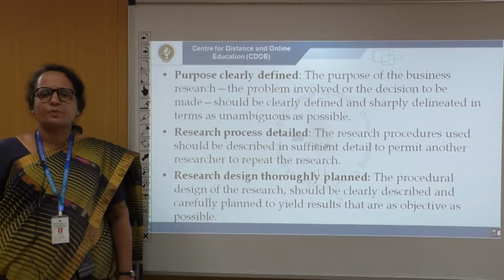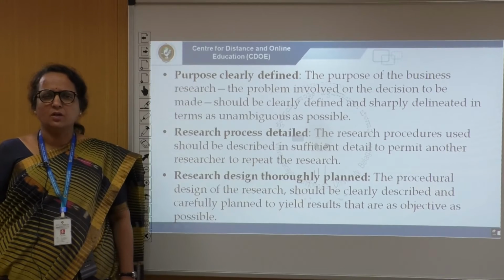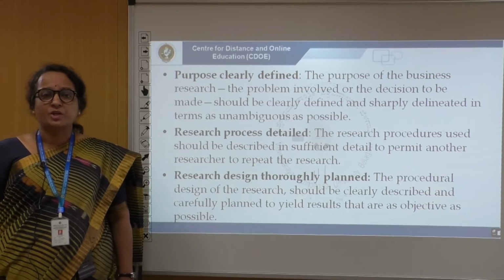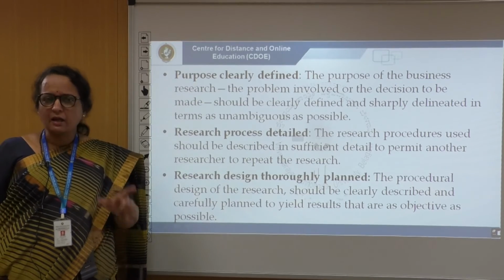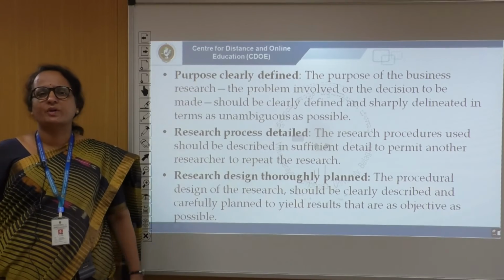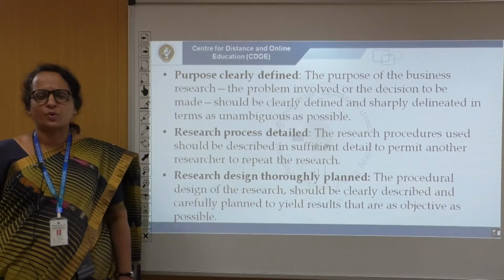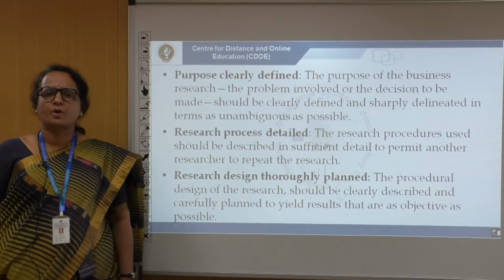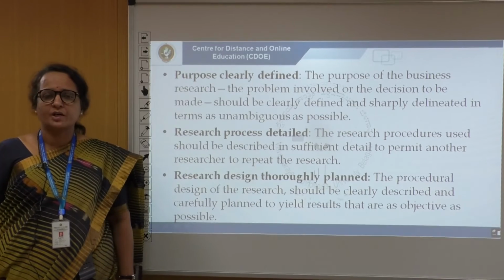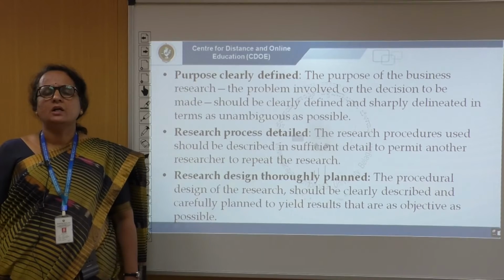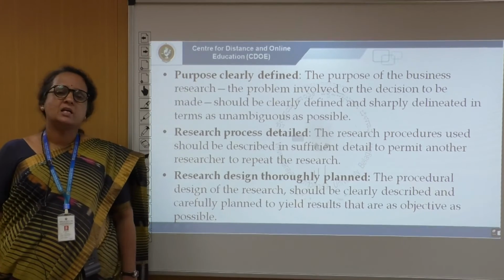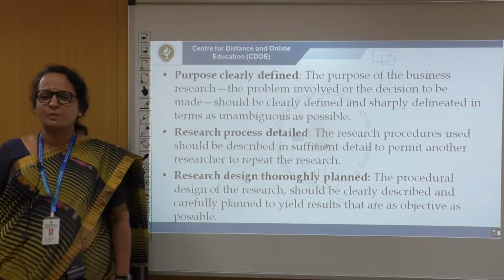Second is that the research process must be detailed. Whatever technique, whatever process, whatever steps are used in the research study must be described in sufficient detail. The entire research process. We have discussed in the previous sessions the flow chart of the research process, 7 different steps of the research study. All the steps, starting with problem definition through interpretation and report writing, everything must be described in sufficient detail. So that is the second criterion: the research process must be detailed.